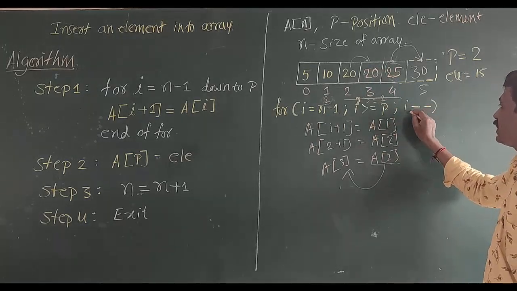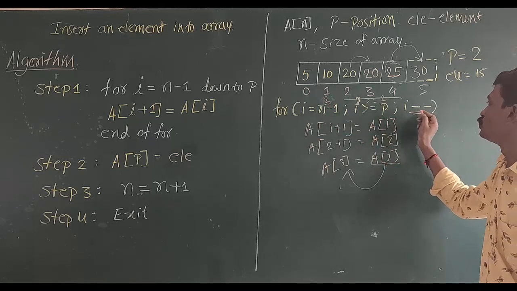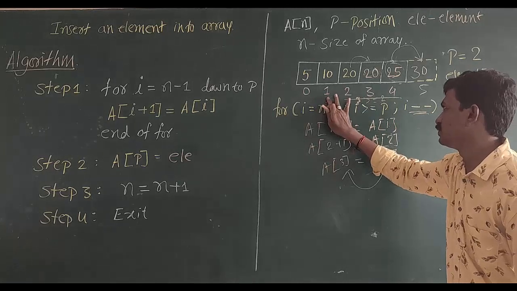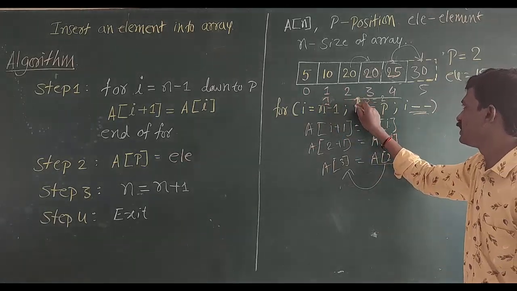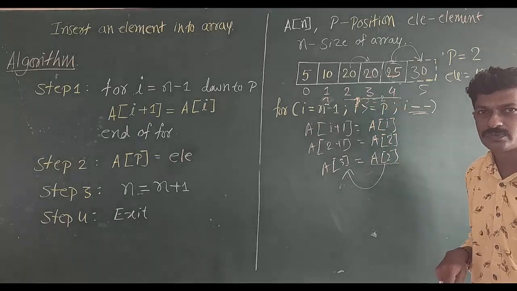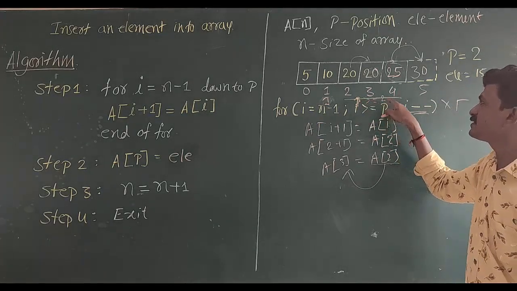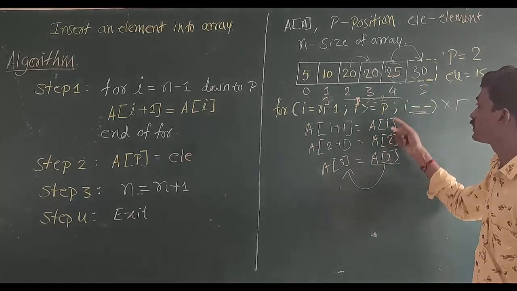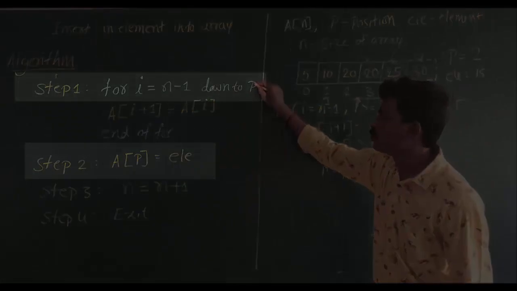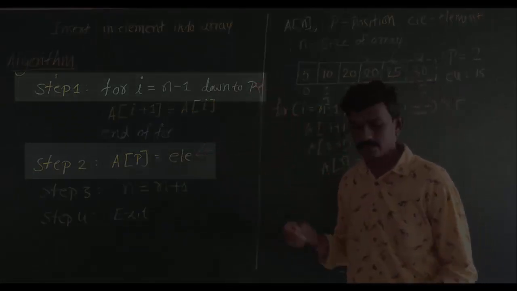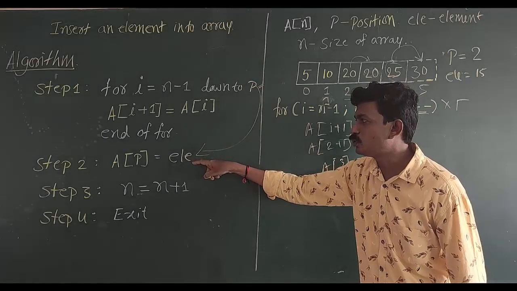Once again, the i value is decremented. The i value is 2, and 2 minus 1 is 1. Now is 1 greater than or equal to 2? No, the condition becomes false. Once this condition becomes false, it comes out from the loop.